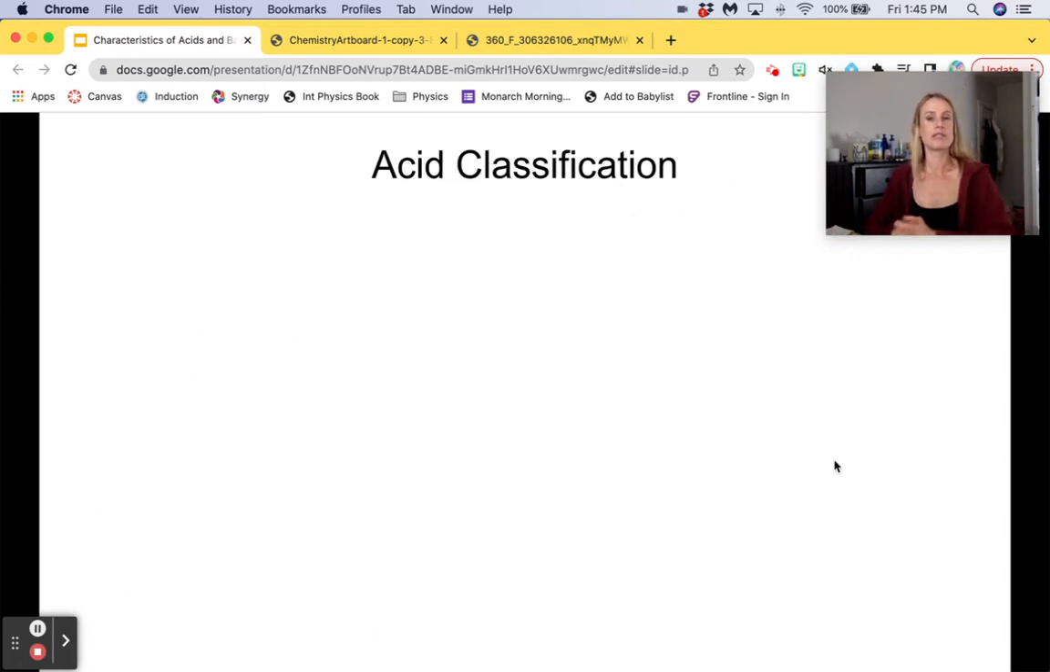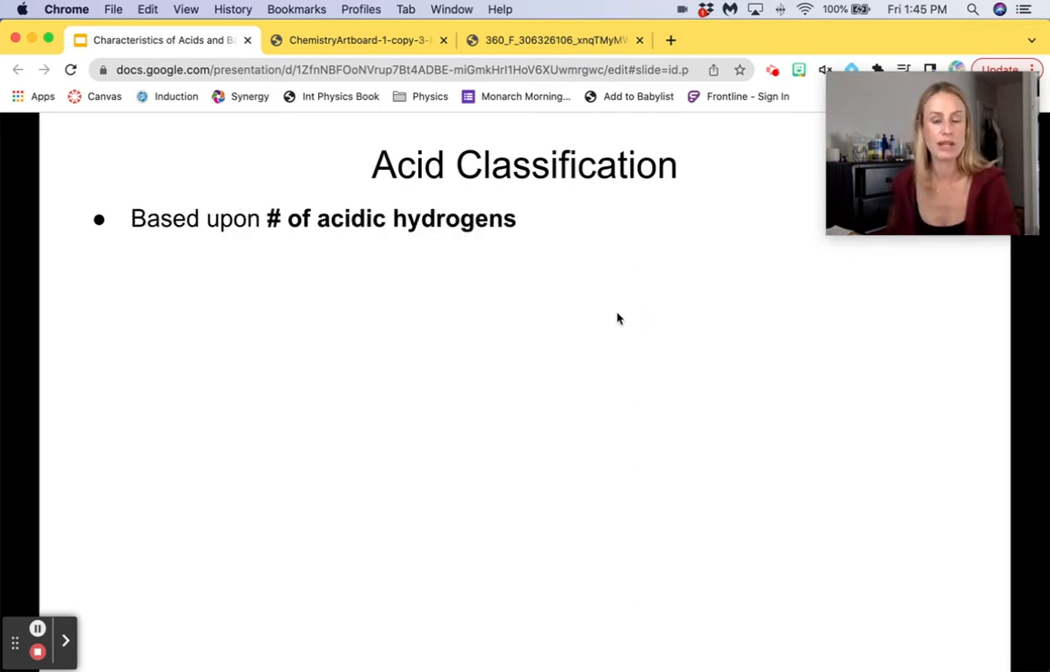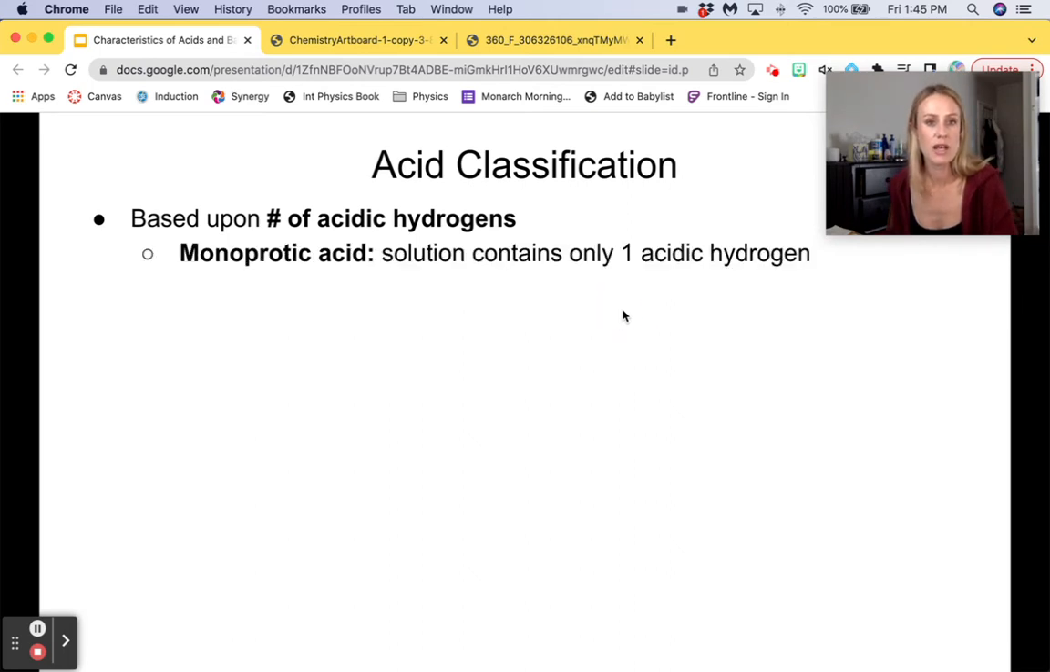Now, like I said before, there are different ways to classify an acid. We only classify acids, really. We don't really classify bases as much. But there's two ways to classify an acid. And the first one is based on the number of acidic hydrogens. So if I have a monoprotic acid, what this means is that the solution only contains one acidic hydrogen. Remember, mono means one. So something like HCl, hydrochloric acid, that's going to be a monoprotic acid because it only has one hydrogen. And the reason it only has one hydrogen is because chlorine is only a -1 charge. So I only need one positive to balance out that -1 charge.